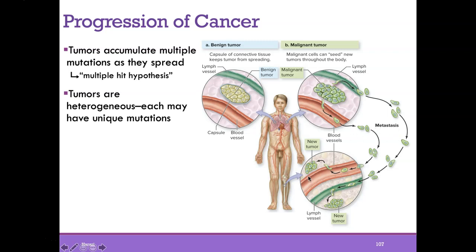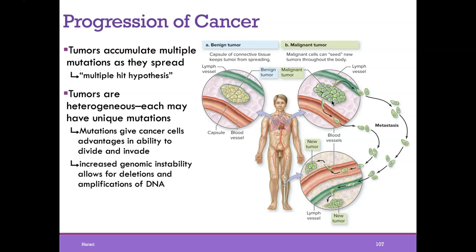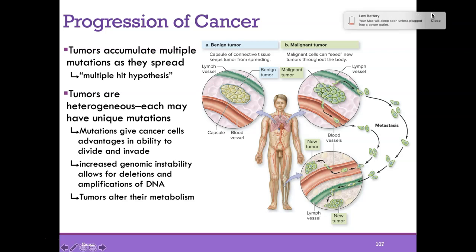And tumors are heterogeneous, meaning within one tumor, each cell might have different mutations. And this gives cancer many different advantages and the abilities for them to divide and invade our cells. So the more mutations and the more diverse the mutations, the harder it is for our body to fight against cancer. And this increased genomic instability allows for even more mutations. So more DNA gets deleted and amplified, and cancer cells just become a mess of the genome. Tumors also alter the metabolism, so they use sugars differently than our healthy cells do.